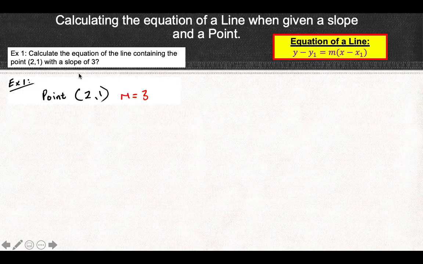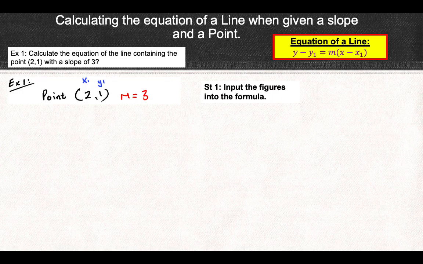First things first, anyway, just a quick run through calculating the equation of a line containing the point with a slope of 3. So this one is basic enough because we have our point and we have our slope. Our point is 2, 1. And our slope is 3, so all we have to do then is use our equation of the line formula, y minus y1 equals m times x minus x1.